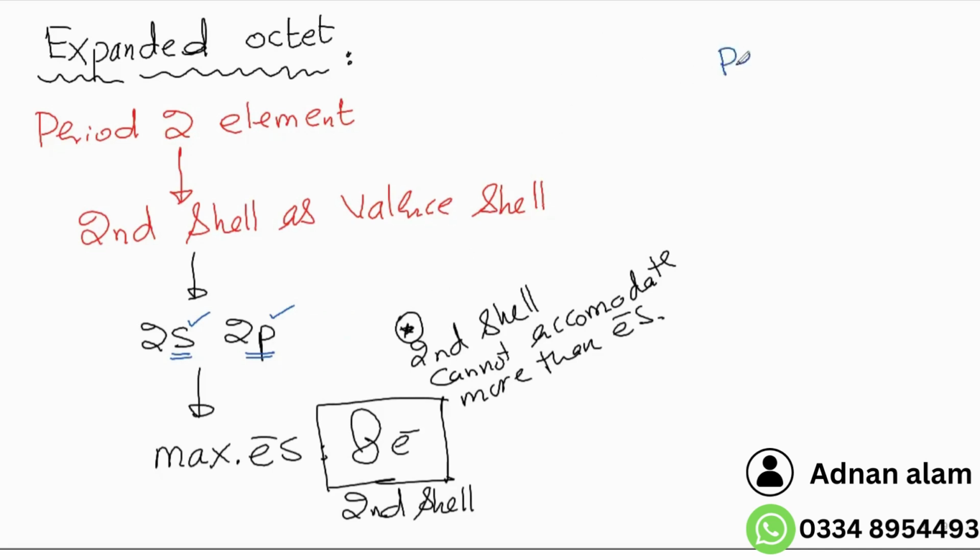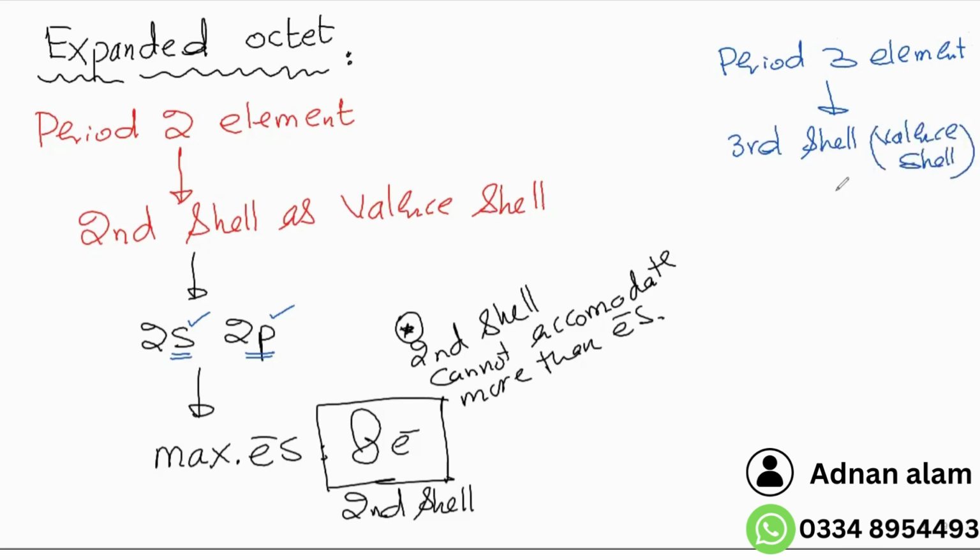Now when I talk about period 3 elements, beta, which shell will be the valence shell? Third shell. The third shell is the valence shell for period 3 elements. And the third shell, you all know, has 3s, 3p, and 3d. The third shell has 3 subshells. How many electrons can be placed in the third shell?